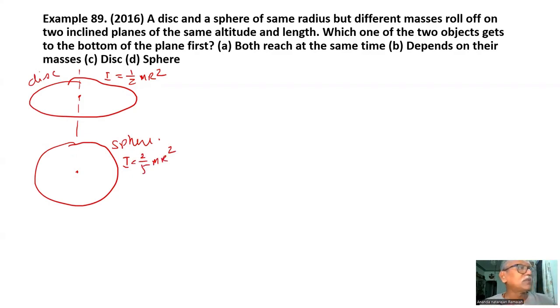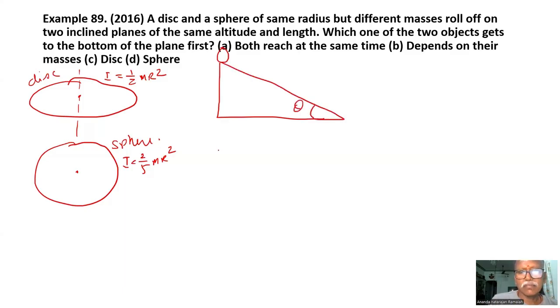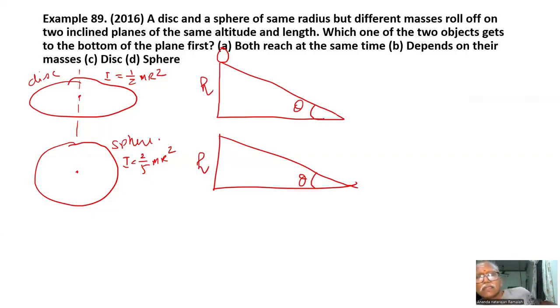These two we know. What is asked? The disk and sphere of same radius but different masses roll off on two inclined planes of same altitude and length. Disk is rotating. Theta is same. H is same, here also H is same. Theta is same. Therefore, the distance also same. Which one will come to the bottom first? Sphere.